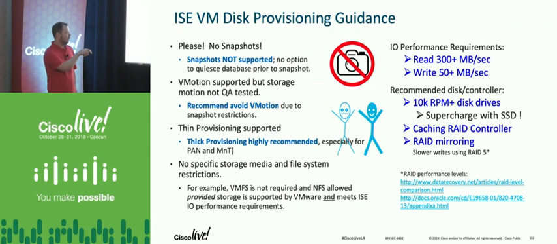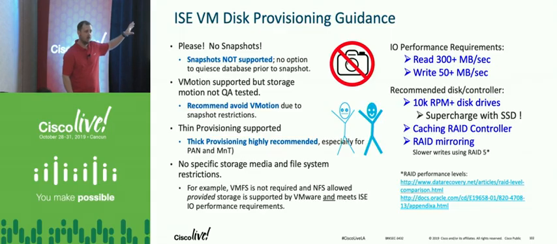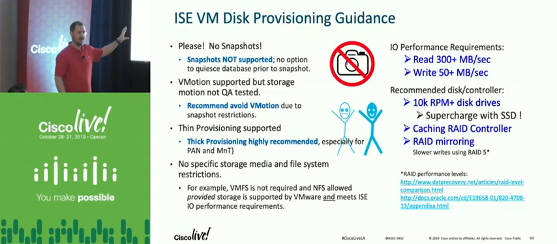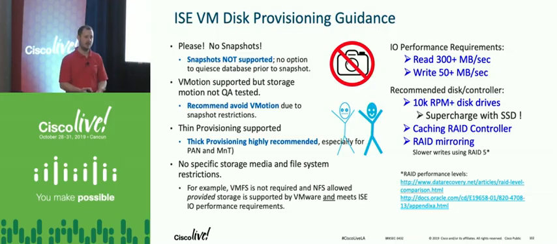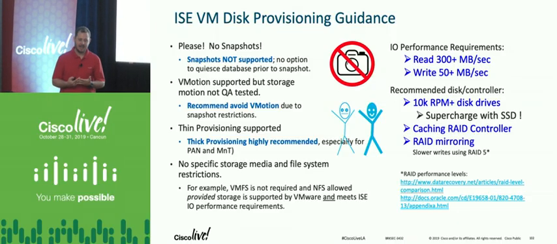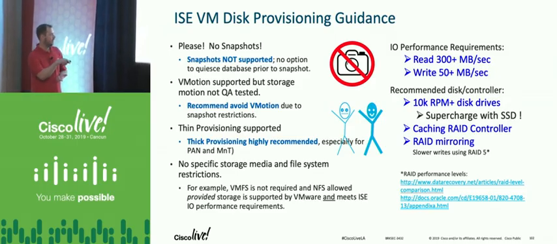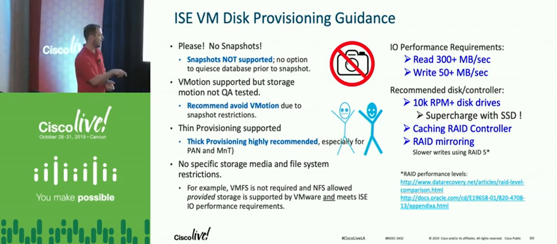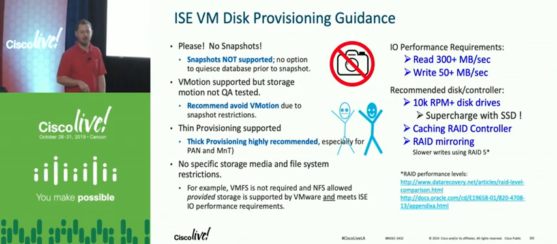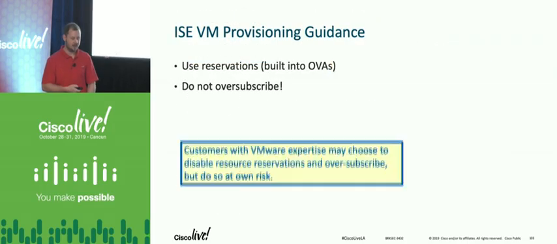Read and write performance is a big one. If you can get faster disk, no one has ever complained when ISE is very fast at reading and writing data. So especially in the VM environment, try to use 10K RPM or above. Supercharge that with SSD, and then things like caching RAID controllers and mirroring can help as well. We do have some hidden slides that will go into more details on how to spec out the hard disk space and things like that.